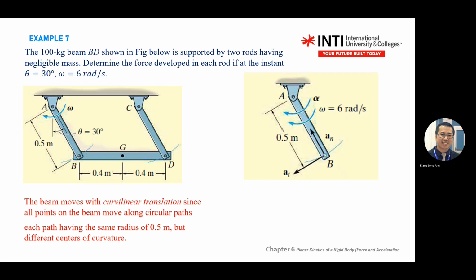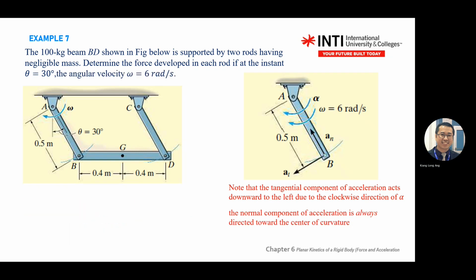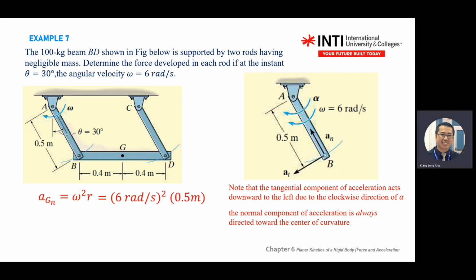You'll get for rod AB, you have acceleration in tangent direction and normal direction. Normal is pointing to the center of the curve, so it's along the body of AB. You have alpha, you have omega, the length is there. It makes sense, all right? Then normal acceleration, omega square r. You substitute, omega is given, r is given.